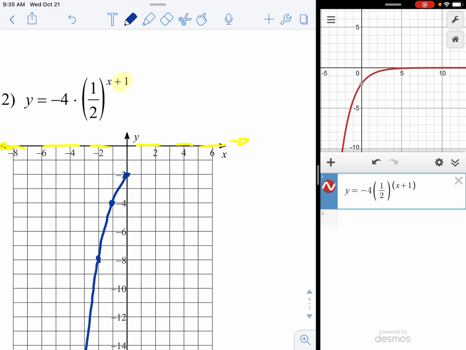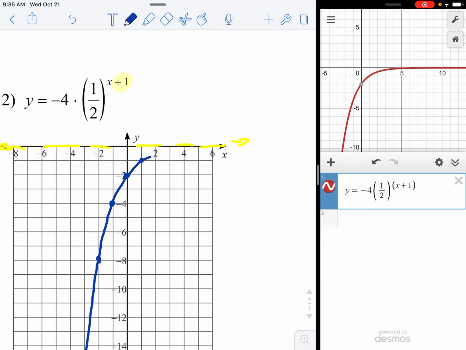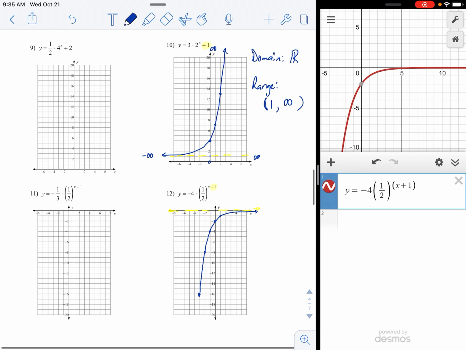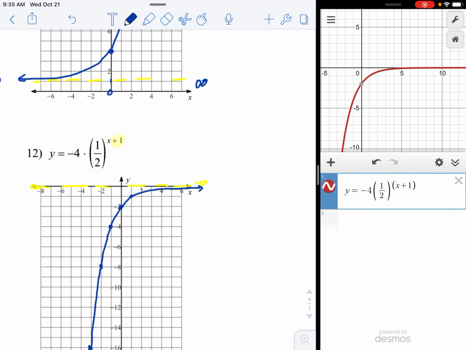Going to the left, does it look like one, -1 is a point? Yeah, 1, -1. And then level off like that. By the way, I didn't check number 10, did I? Okay, when I check 12, we'll look at 10 and 12 together.